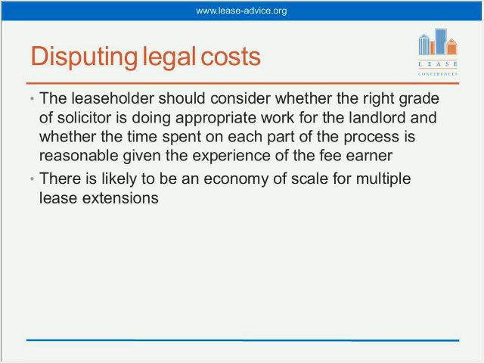The leaseholder ought to consider whether the right grade of solicitor is doing the appropriate work for the landlord, and whether the time spent on each part of the process is reasonable, given the experience of the fee earner doing it. And there's likely to be an economy of scale for multiple lease extensions, and that point was reinforced in a case a few months ago, Sinclair Gardens Kensington Investments Limited against Wisbey, W-I-S-B-E-Y.